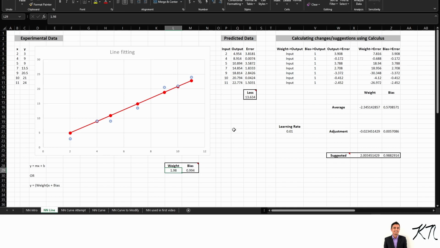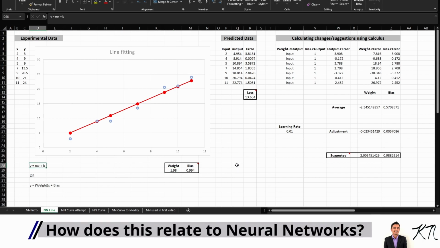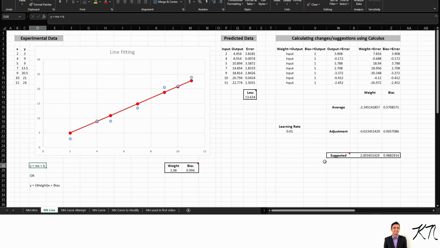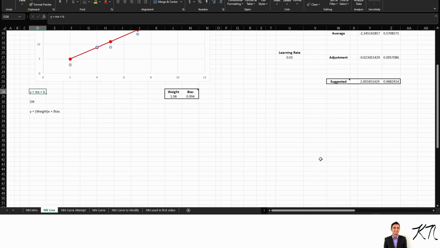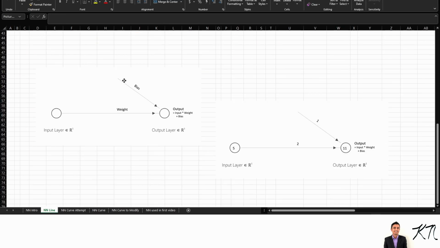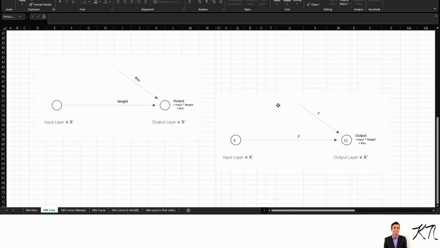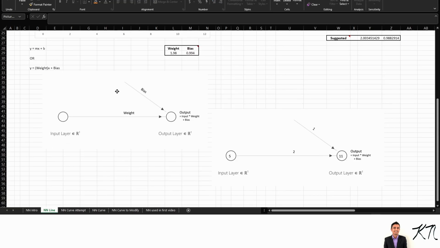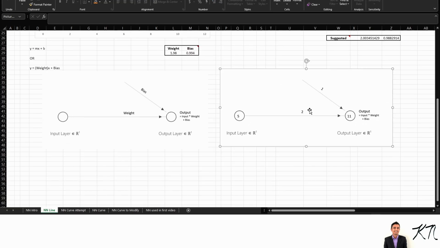What I want to also do is to bring out, this is very simple because it's just y equals mx plus b. But how does this relate to neural networks? Well, let's take a look at this picture right here. What we've got here is a very simple neural network.